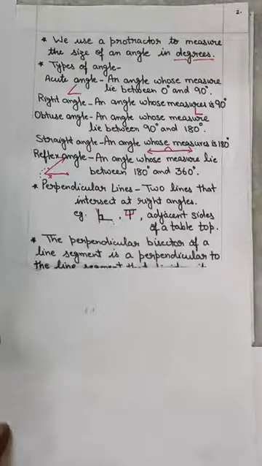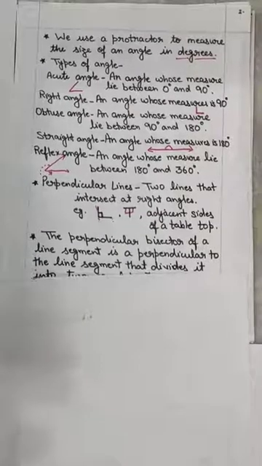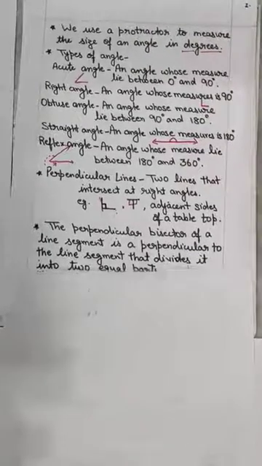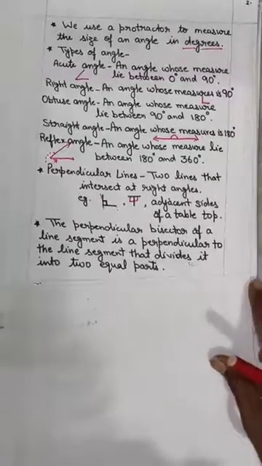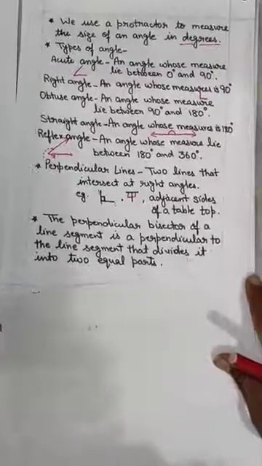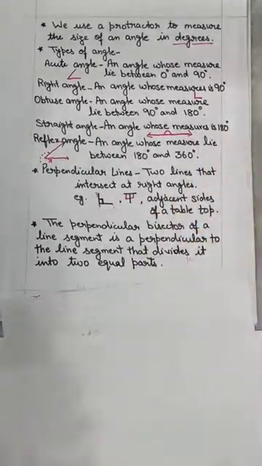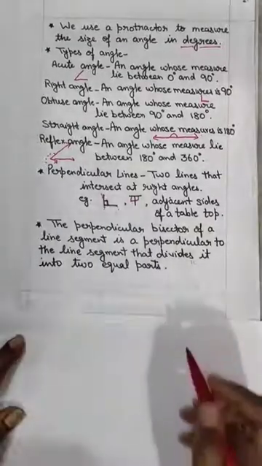After that we have done perpendicular bisector. The perpendicular bisector of a line segment is a line perpendicular to the line segment that divides it into two equal parts. Means when the two lines intersect at a right angle, and divide a line segment into two equal parts. Just see this.